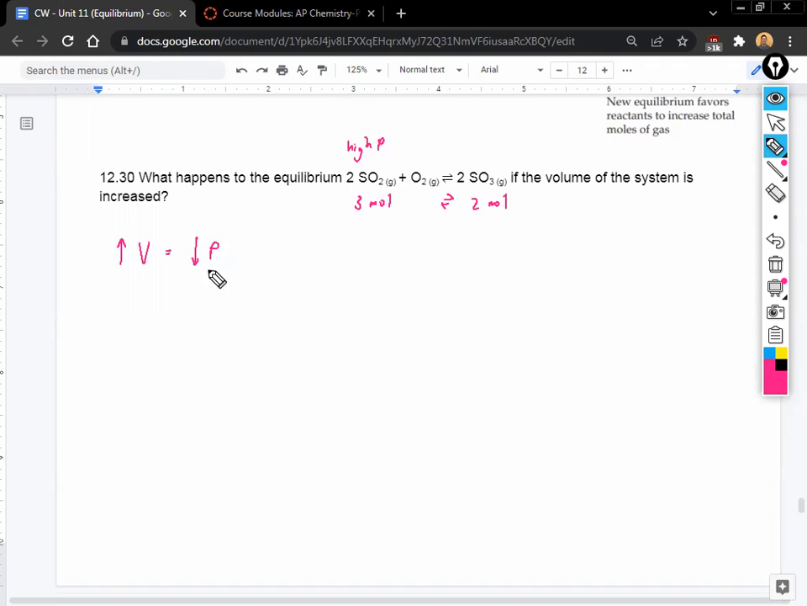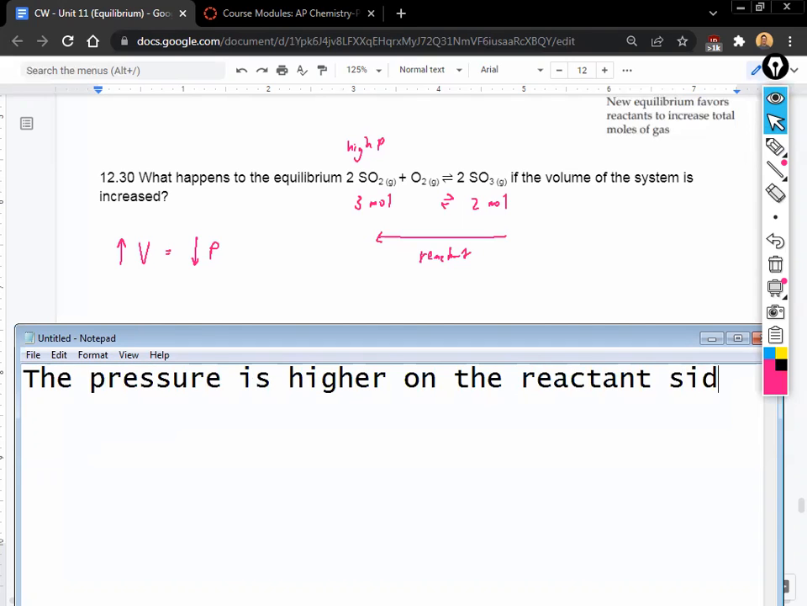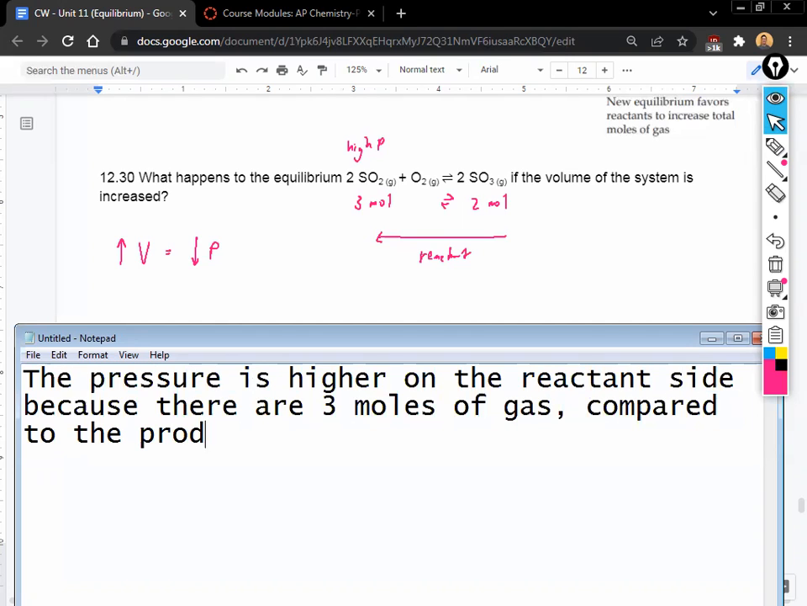Okay, so if I decrease the pressure, which side is it going to swing towards? Yeah, it's going to swing towards the reactants, because if I decrease the pressure, it wants to balance that out by increasing the pressure. And you can increase the pressure by swinging towards the reactants because there are more moles on the left side. Okay, so if we wanted to communicate that, what you would say is that the pressure is higher on the reactant side because there are 3 moles of gas compared to the product side, which has 2 moles of gas.